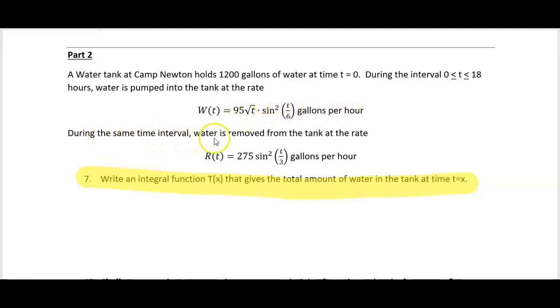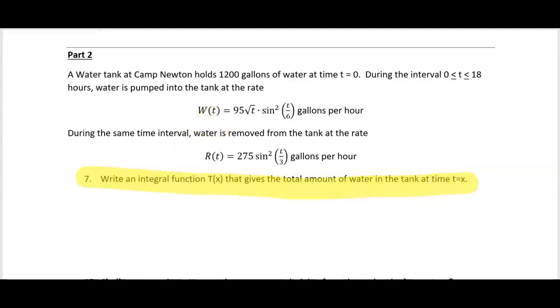During the same time interval, water is being removed from the tank at this rate. And once again, that's gallons per hour. So our first task here is going to be to write a function T of x that gives the total amount of water in the tank at any given time.